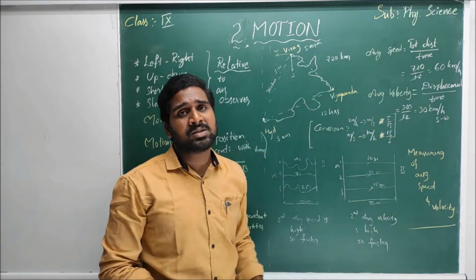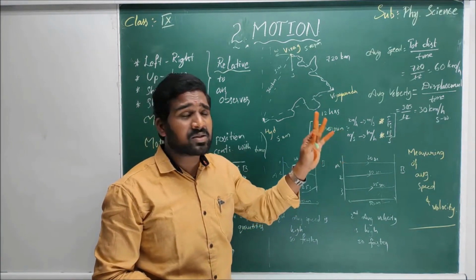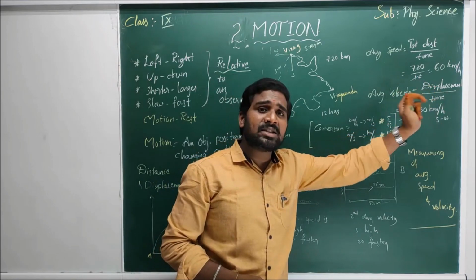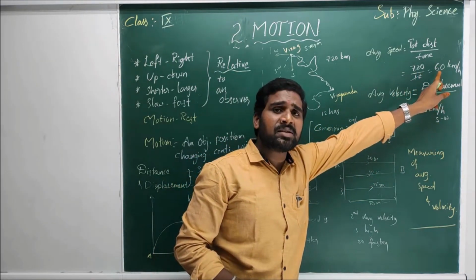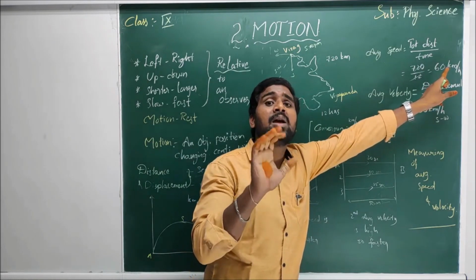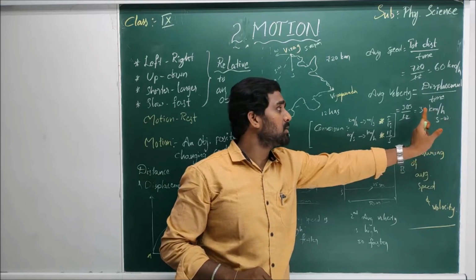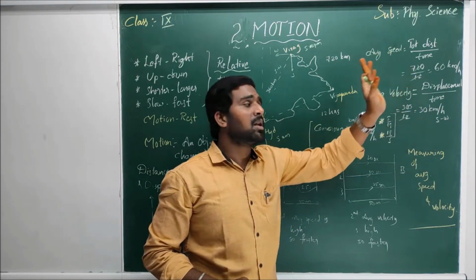So, average velocity and average speed. Which is a scalar, and which is a vector quantity? Average speed is related to distance, so it is a scalar quantity, and average velocity is related to displacement, so it is a vector quantity. Here, what is the answer? 60 km per hour. We have only magnitude here, and here we have magnitude along with the direction. So this is a vector quantity, and average speed is a scalar quantity.